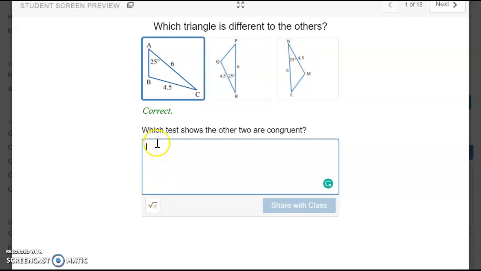Okay, so which is the test that shows the other two are congruent? I'm looking at these two. Which is the rule that I can use? I have sides 4.5 and 4.5, and another pair of sides, 6 and 6, and the angle pair that is congruent is in between. It's squished between the two sides that are congruent. So it's going to be side, angle, side.